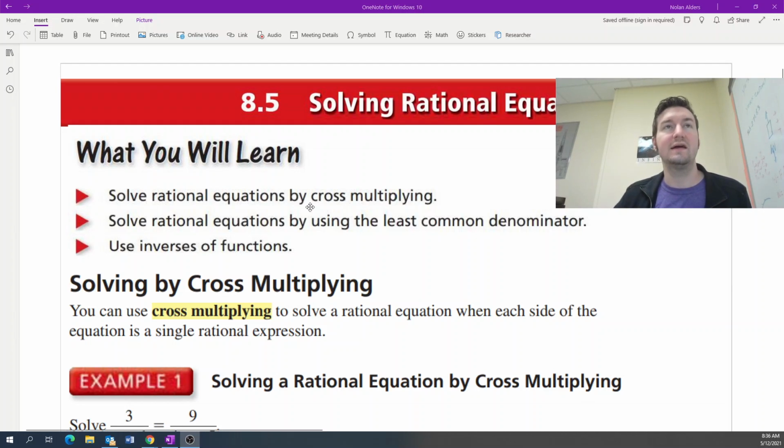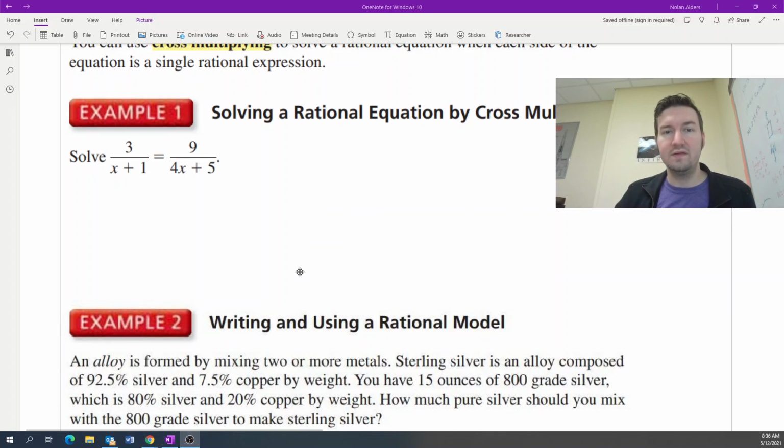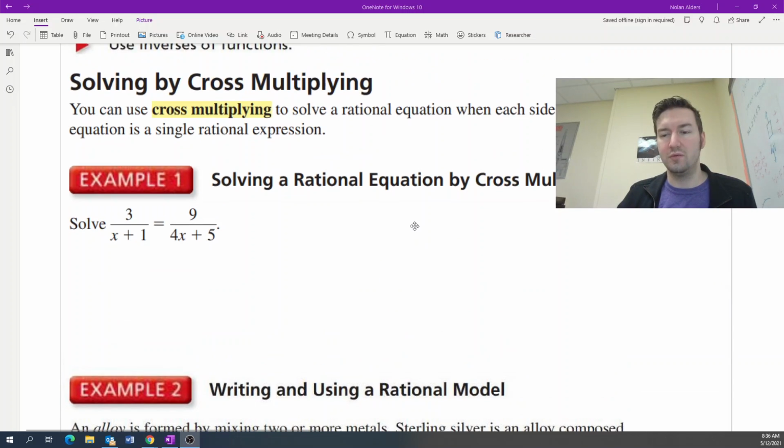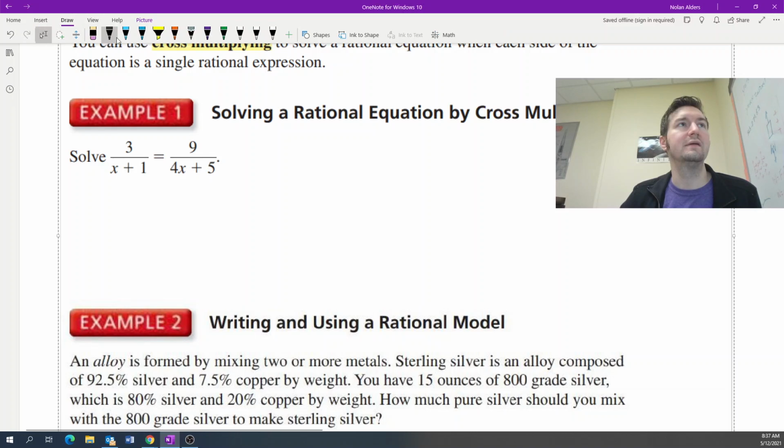Today we're going to be looking at how to solve rational equations. So our first method that we can use is cross multiplication. If we have some kind of equation like this where there's only one fraction on each side of the equation, then we can cross multiply across the equation to get an easier equation to solve.